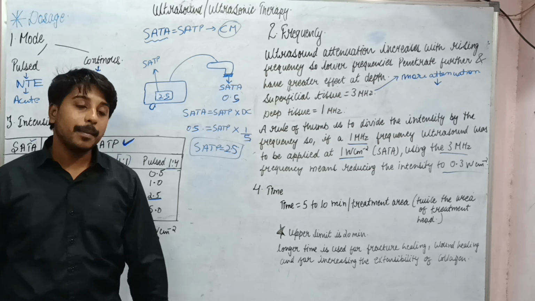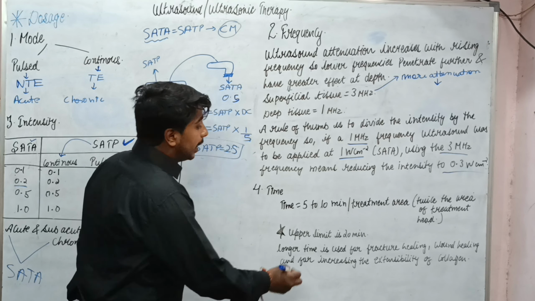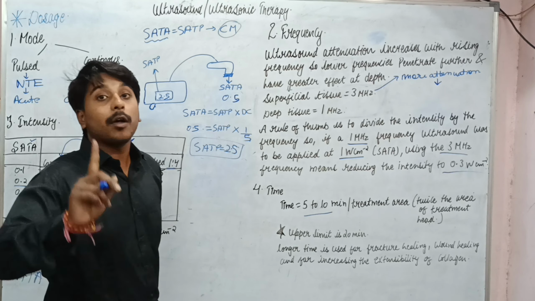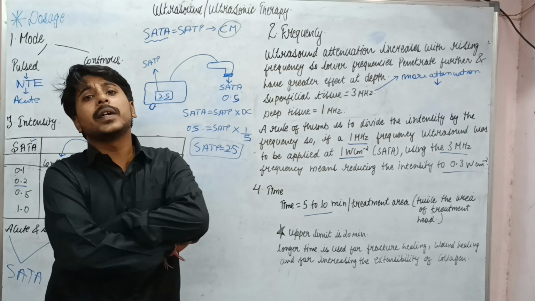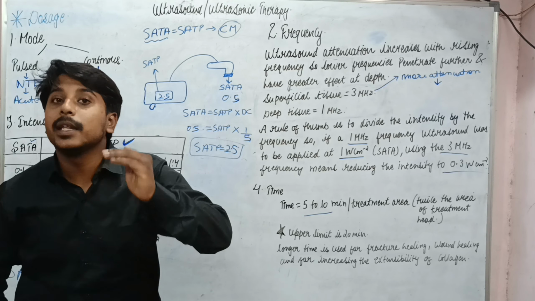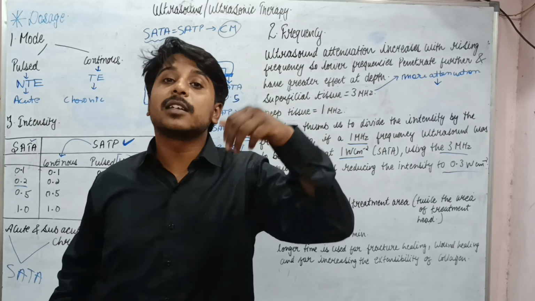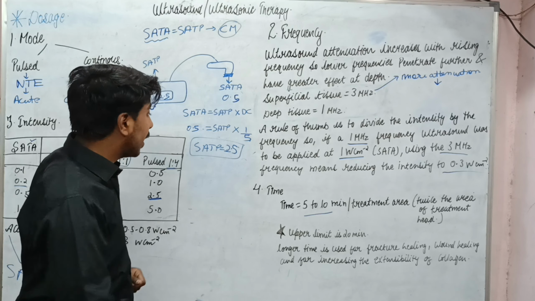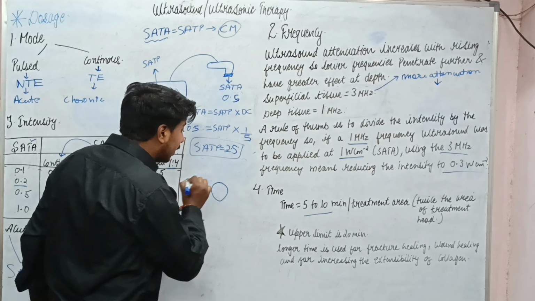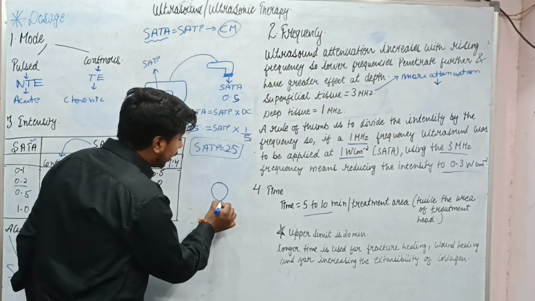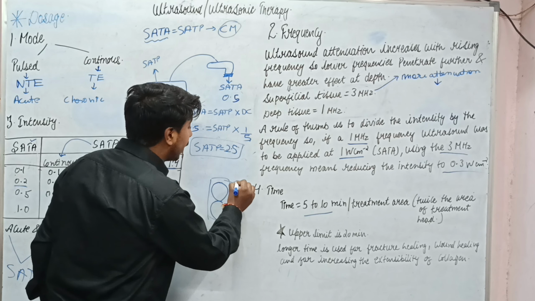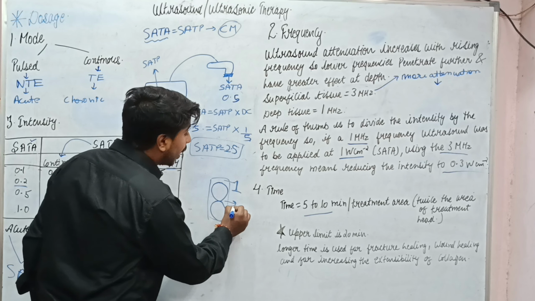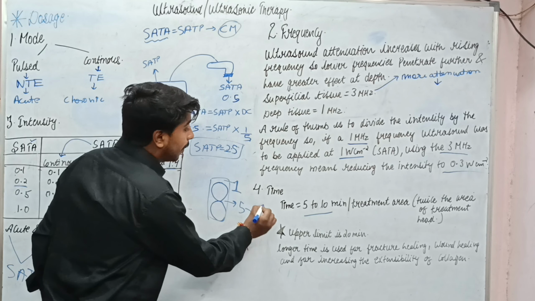Then is the timing of ultrasound. It is 5 to 10 minutes for one treatment area. So you will say, sir, what is our treatment area? The treatment area is double the area of the transducer head. So if the transducer head has this area, then the area double that of the transducer head is our one treatment area, and here we can apply ultrasound for 5 to 10 minutes.